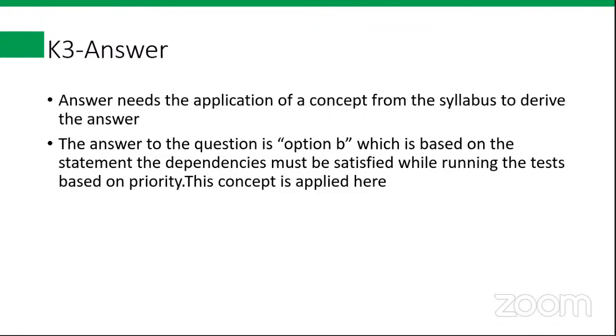It will be the easiest question. All you have to do is have a little patience and read through it. You will definitely come up with an answer. Now, we have just seen the different types of K levels, that is K1, K2, and K3.